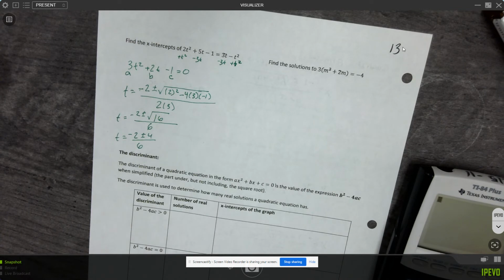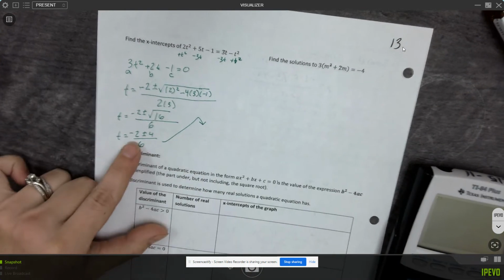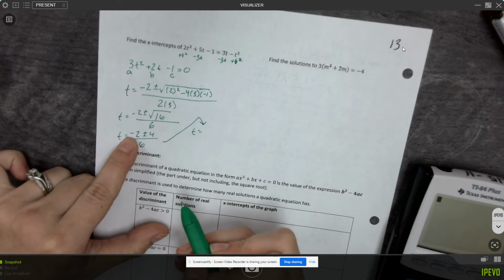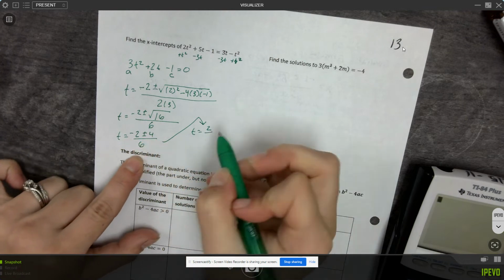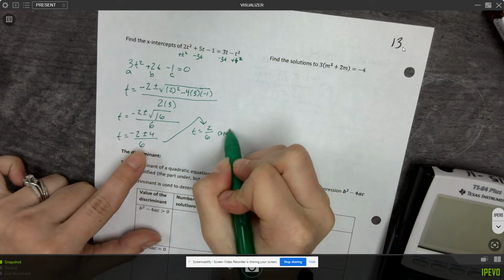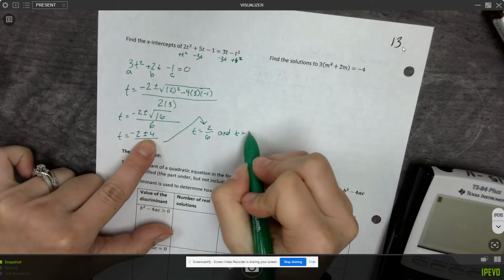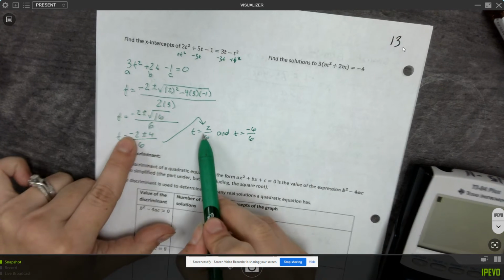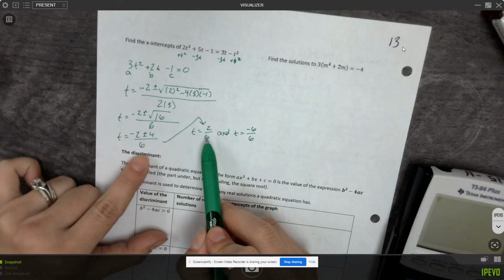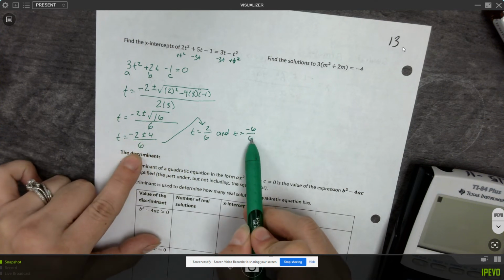Now this is the step that last time I got to skip. I can simplify my numerator. This is negative 2 plus 4. Negative 2 plus 4 is 2, divided by 6. And negative 2 minus 4 is negative 6, divided by 6. So I took my negative 2 and I added 4 divided by 6, and my negative 2 and I subtracted 4 divided by 6.